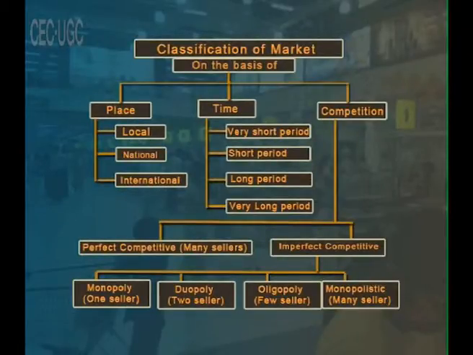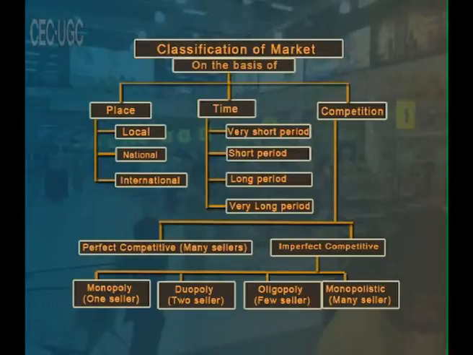Let's now look at the classifications or types of market. Generally, a market can be divided on the basis of place, time, and competition. On the basis of place, the market is classified into: 1. Local market or regional market, 2. National market or countrywide market, 3. International market or global market.